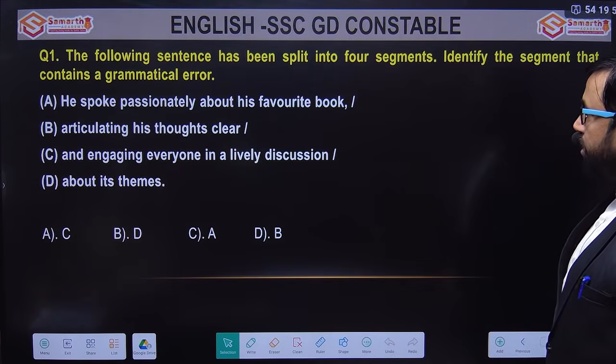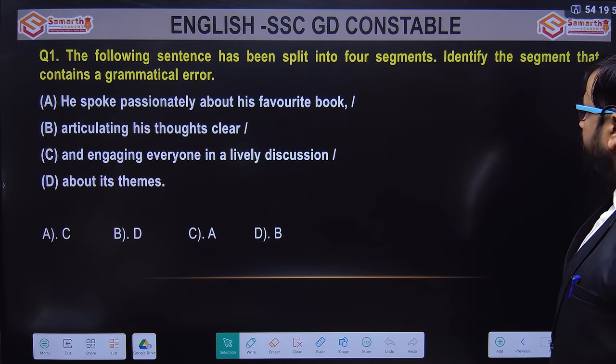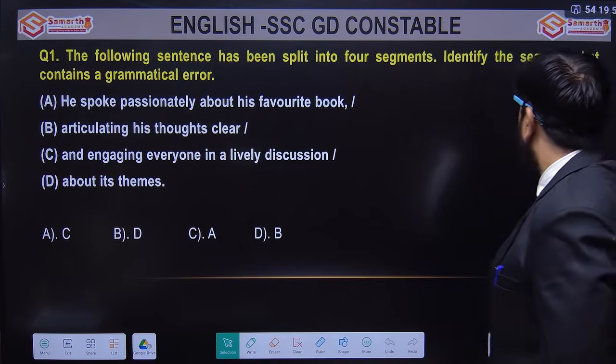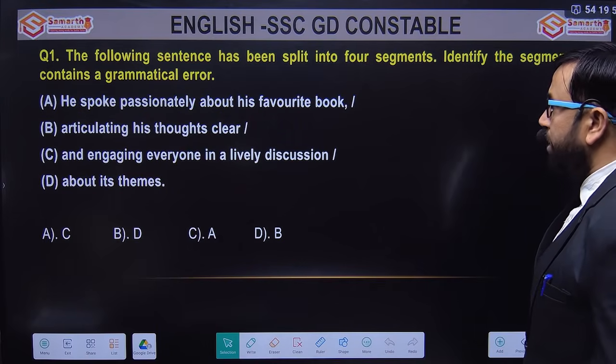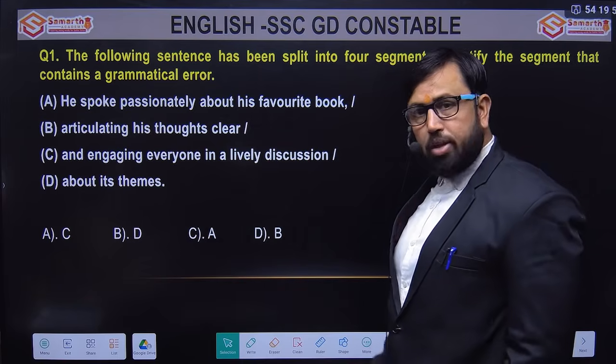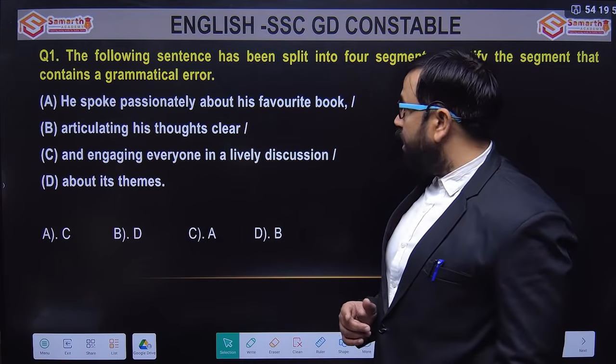The first question is: the following sentence has been split into 4 segments. The question has 4 parts given. Identify the segment that contains a grammatical error. So out of these 4 segments, we have to identify the segment that has a grammatical error.